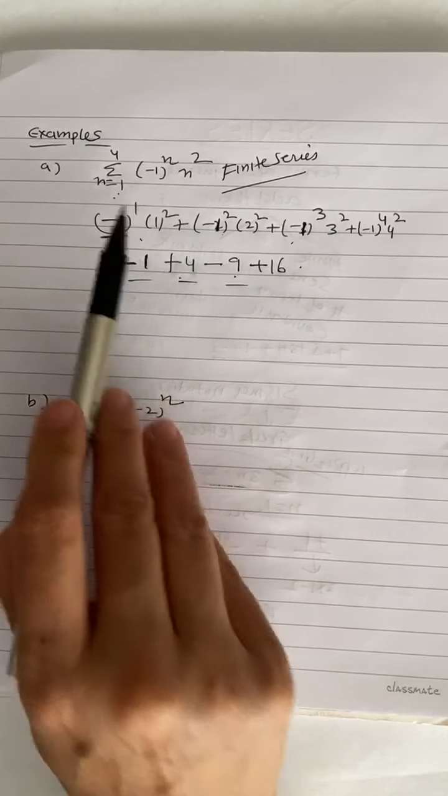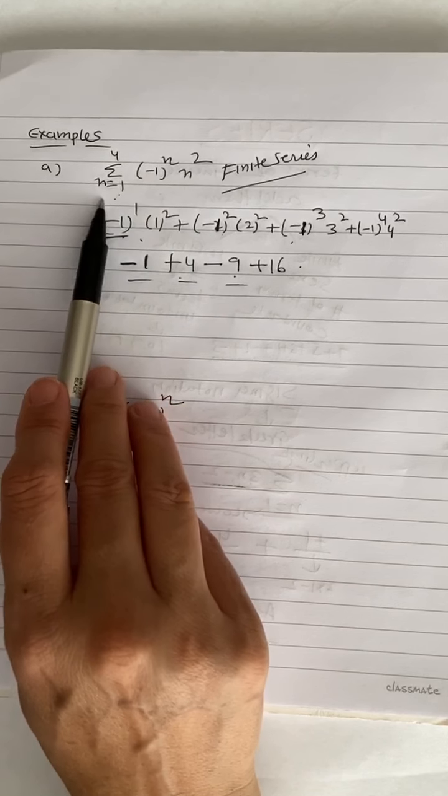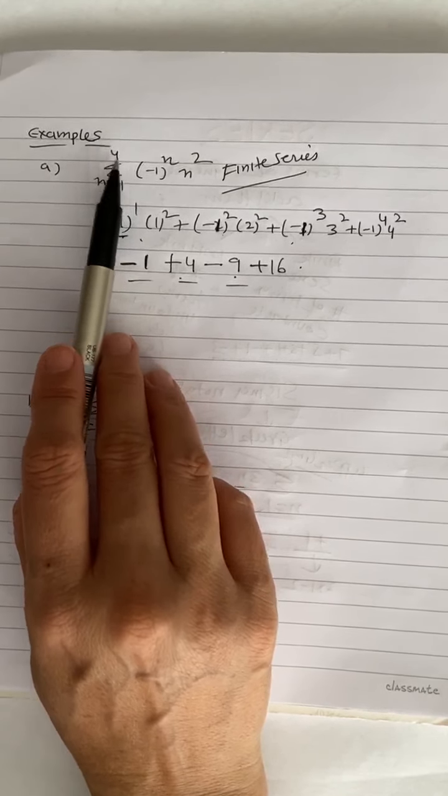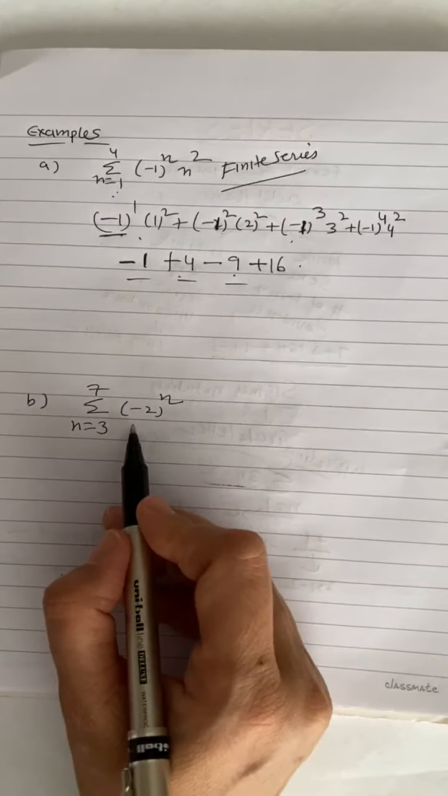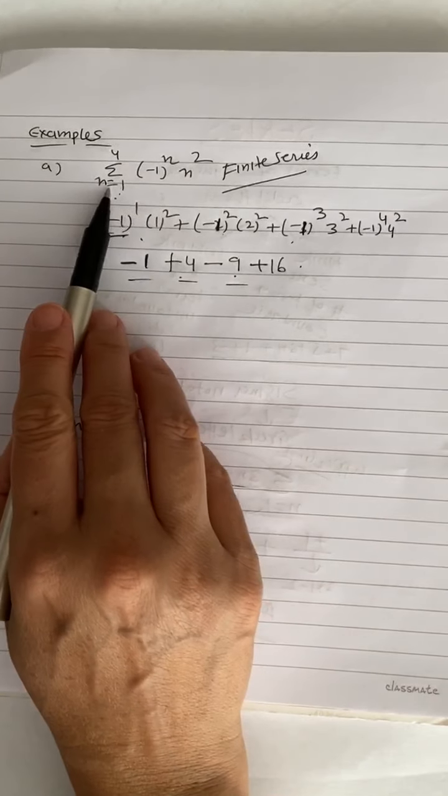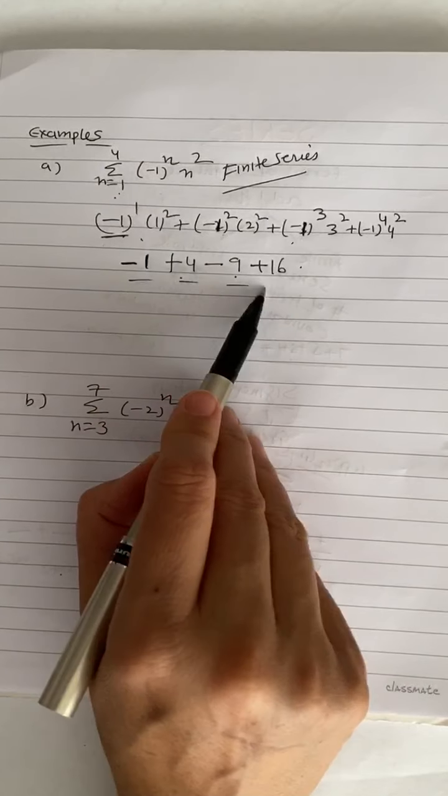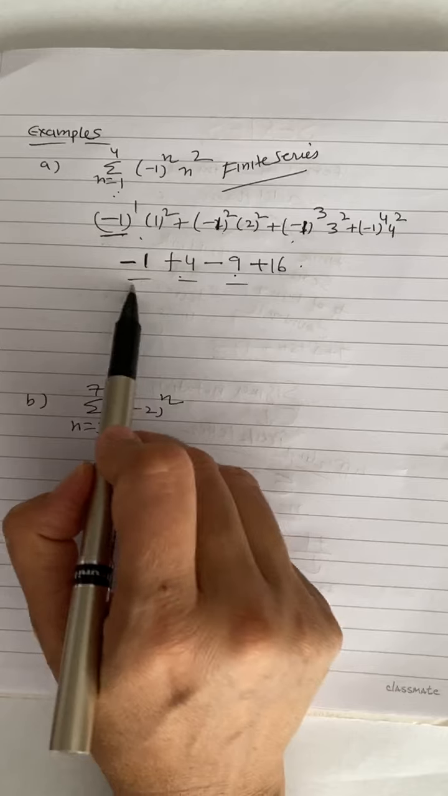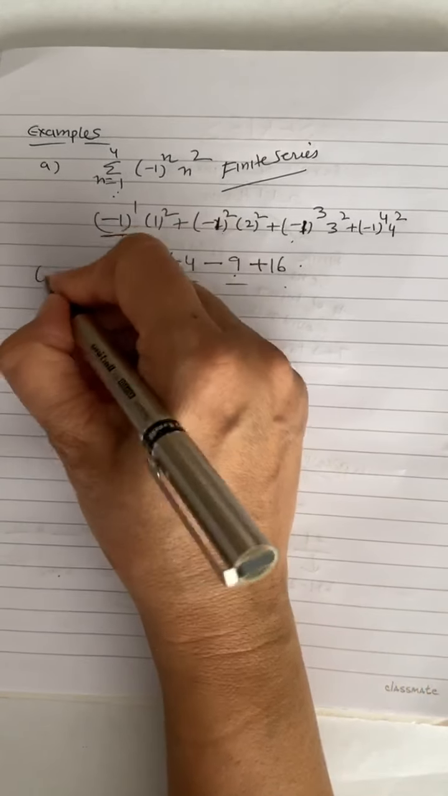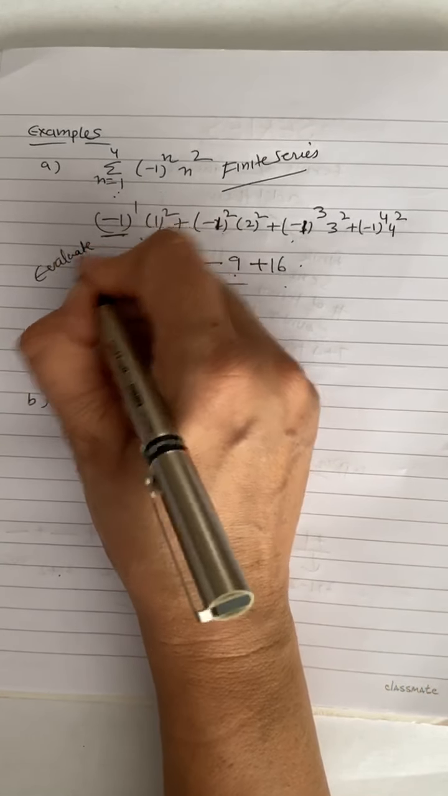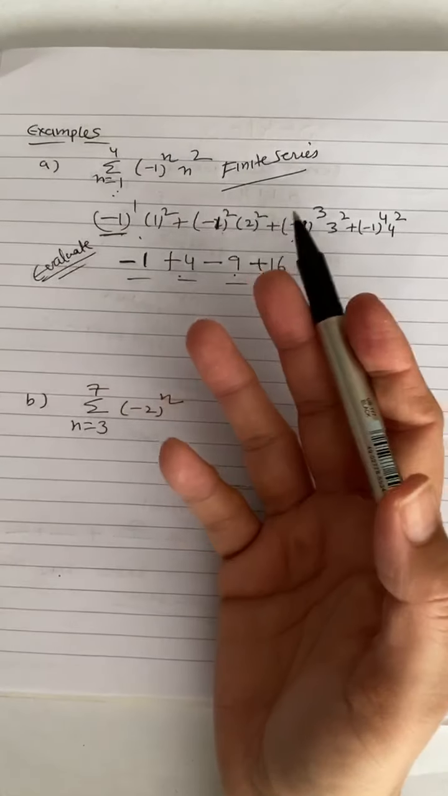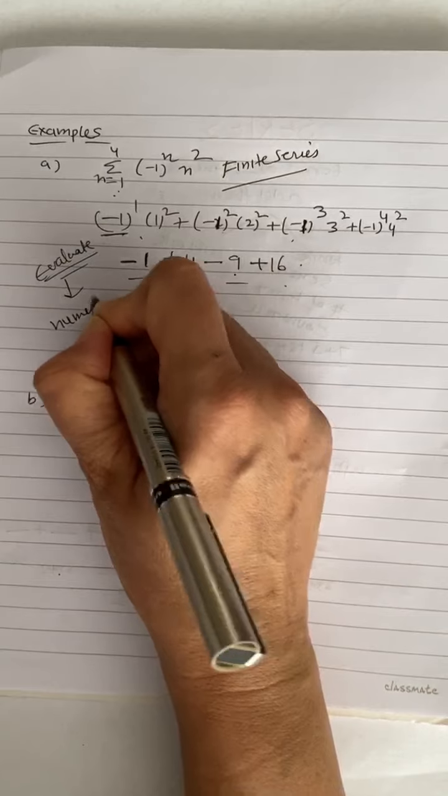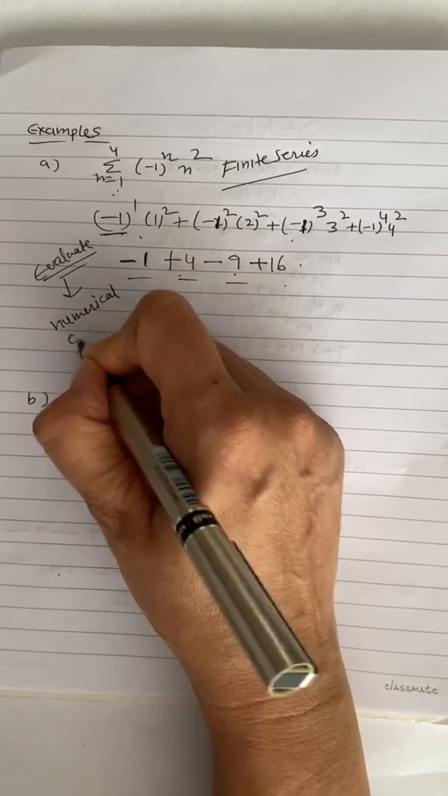So you can expand it starting with substituting the lower limit and then stop when you get to the upper limit of this summation. Now here, and in these examples, sometimes they ask you to expand it. So the question could end there. Or here they also ask you to evaluate. Evaluate means you find the final answer, a numerical answer here.